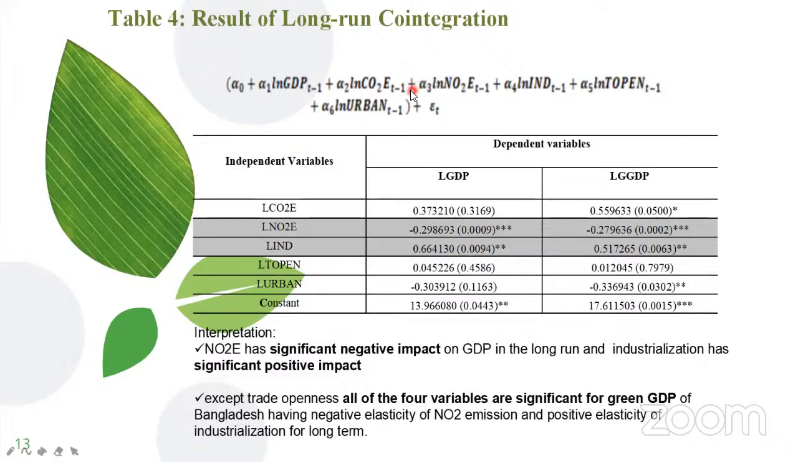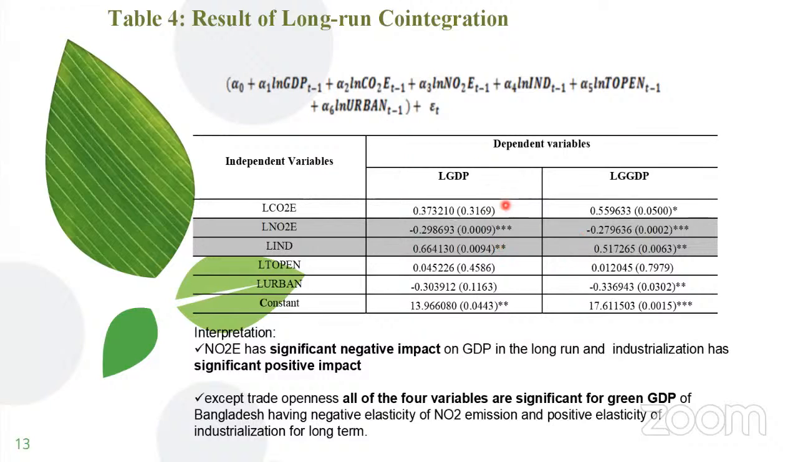This table is more important because here we have found how much positive or negative relationship, what type of relationship exactly, the independent variables have on the dependent variables. After the test, we found that GDP is significantly related with nitrogen oxide emission, and the relationship is negative. Again, the same for green GDP, the relationship is negative with nitrogen oxide emission. With industrialization, both GDP and green GDP are significantly positively related.